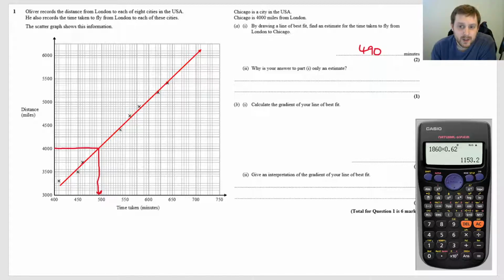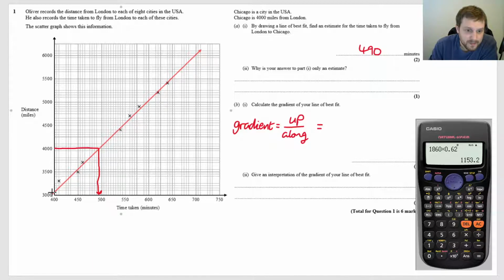Calculate the gradient of your line of best fit. Okay, so gradient equals how far up divided by how far along. So we just need to pick some nice coordinates. It's not very easy on the screen though, to be honest with you. What I'll do is I'll actually make this line start there and go up to there.